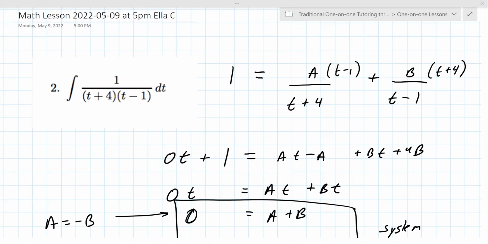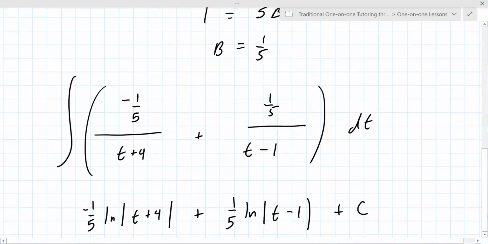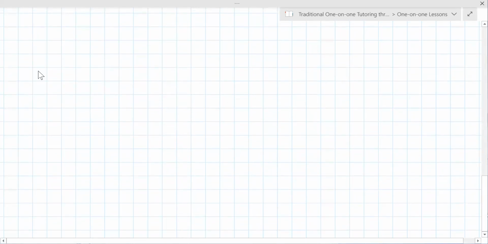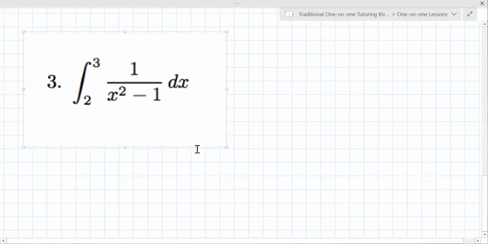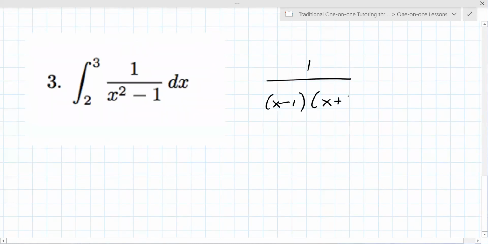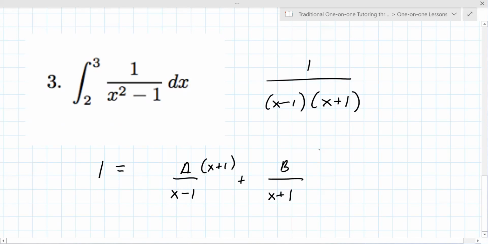So we'll see. Look at number 3 next. The bottom generally has to be in factored form. It's currently not in factored form, so you've got to be good at factoring. And it's the same deal. You set the 1 equal to A over x minus 1, B over x plus 1, and then you figure out what each one is missing. That's missing an x plus 1, that's missing an x minus 1.